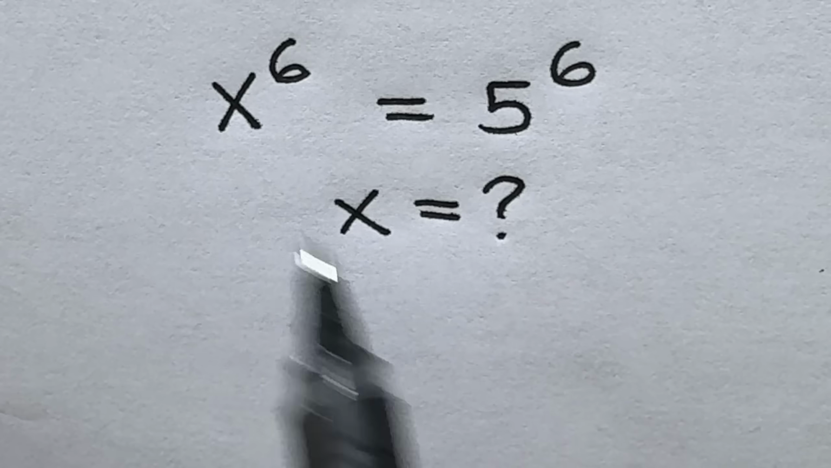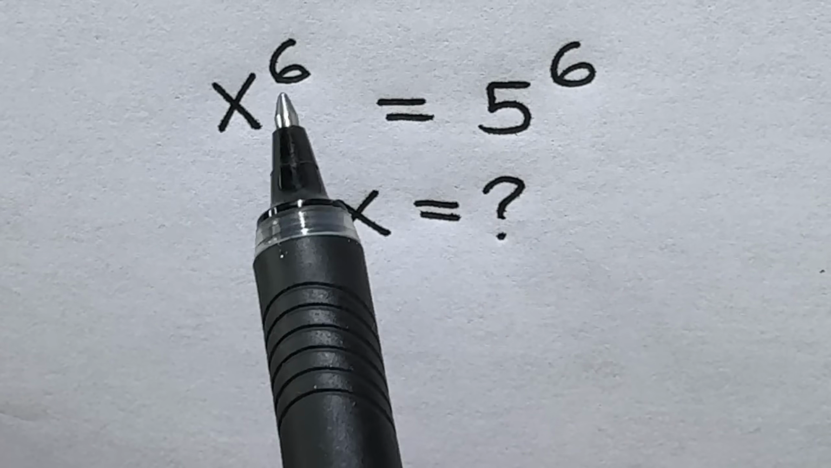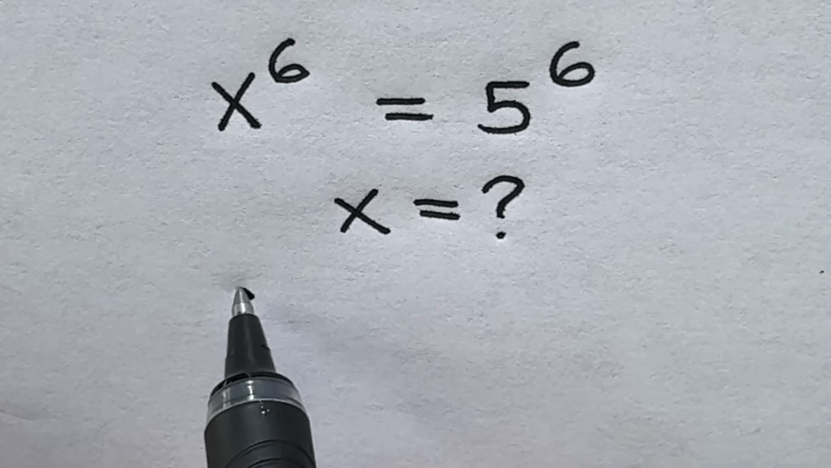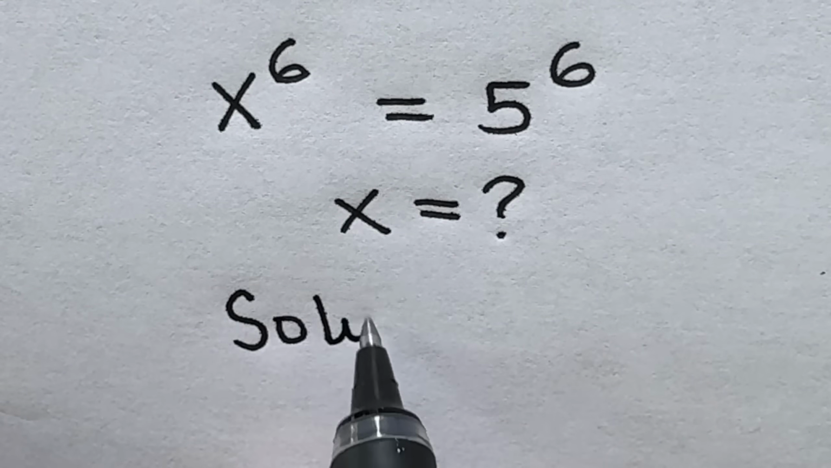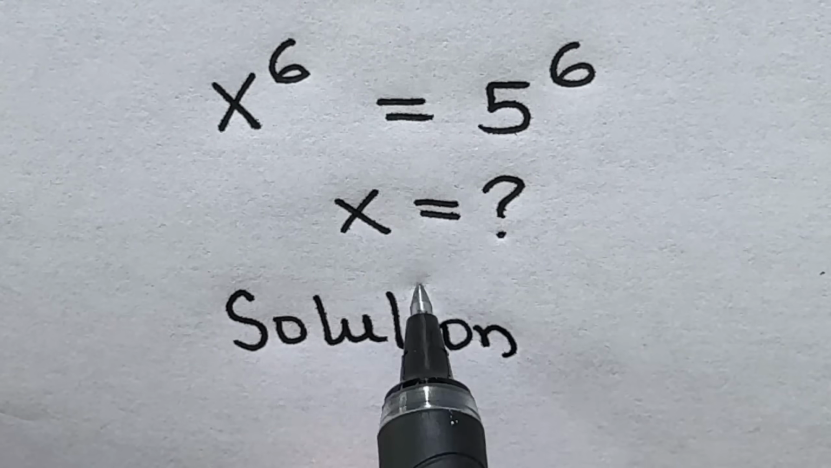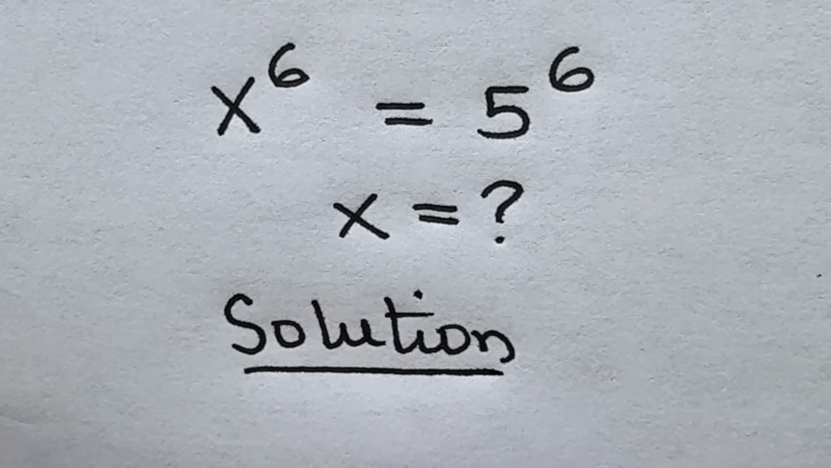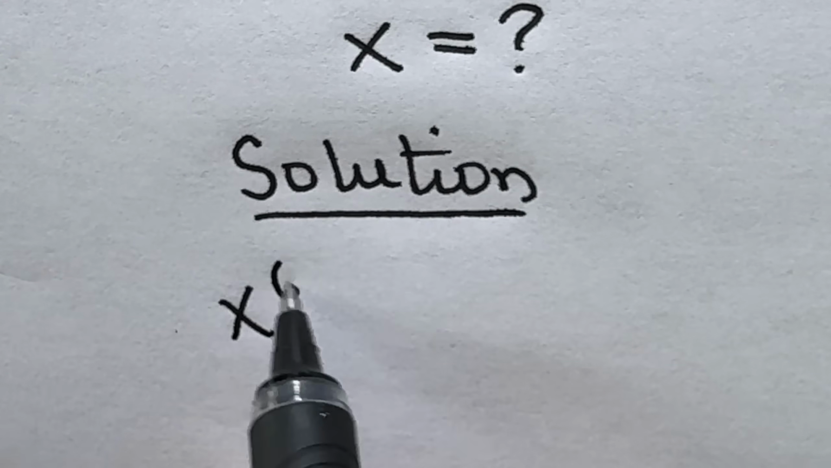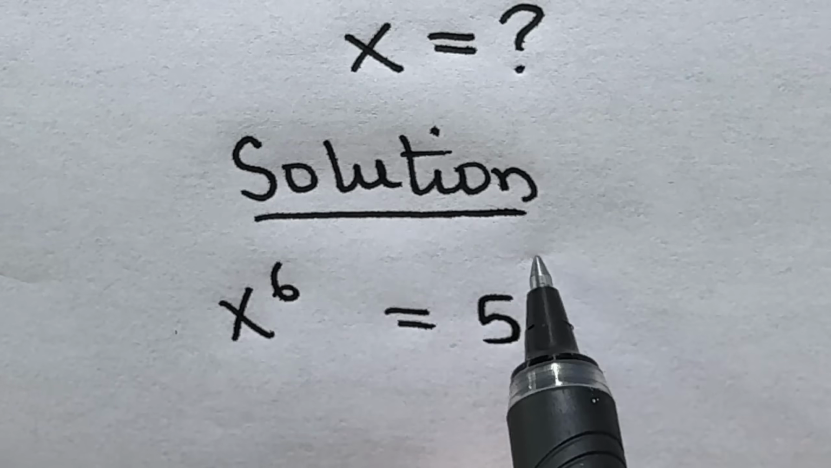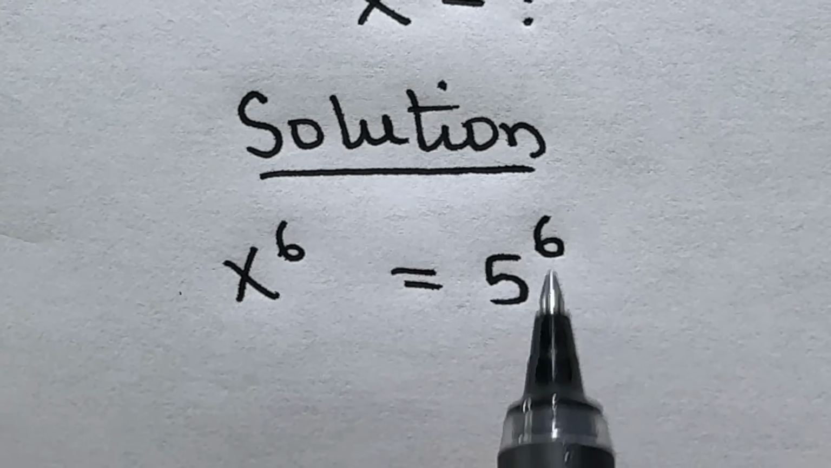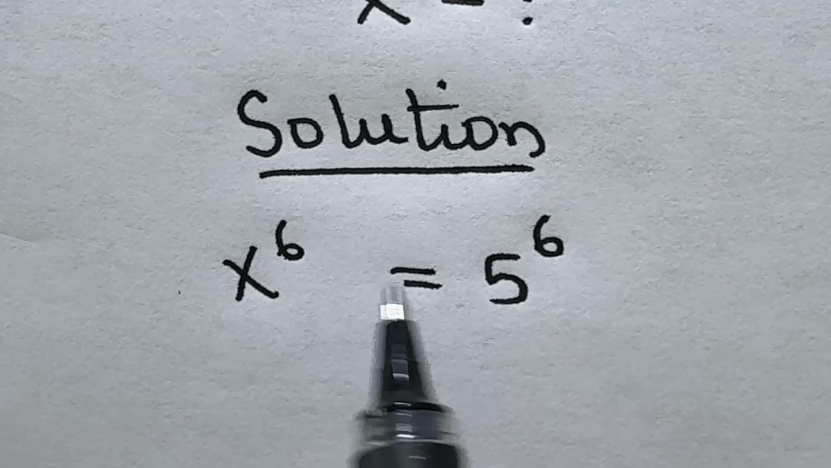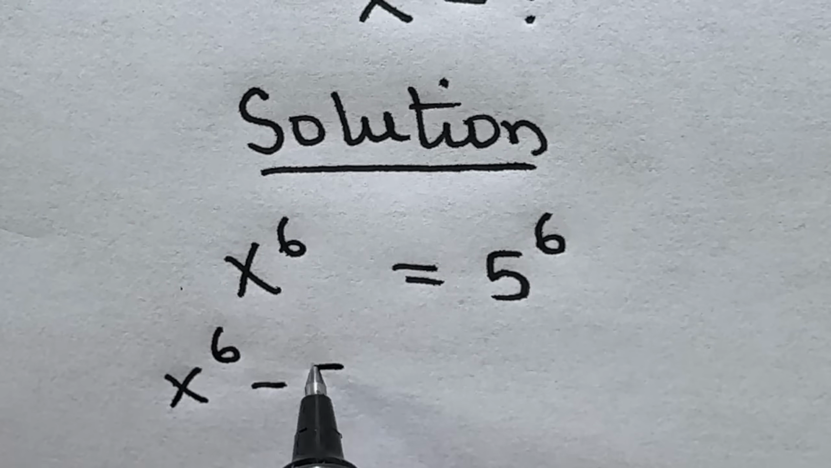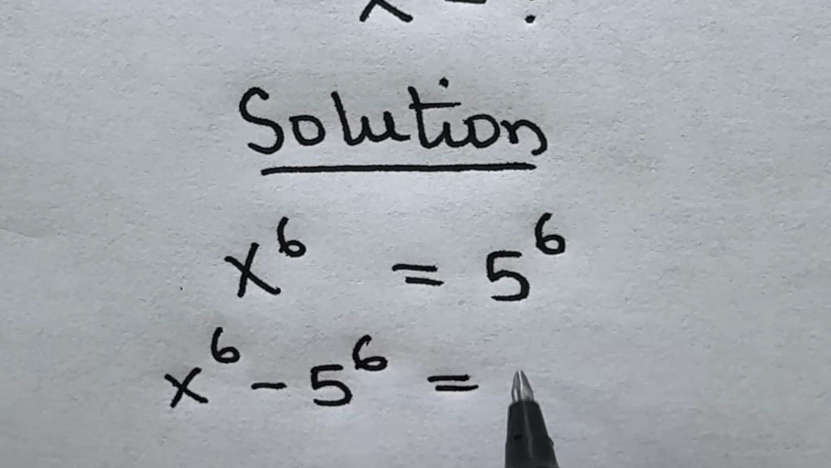In this video, we want to solve for x given x raised to power 6 is equal to 5 raised to power 6. We have x raised to power 6 is equal to 5 raised to power 6. First of all, let us transfer everything to the left-hand side so that we have x raised to power 6 minus 5 raised to power 6 is equal to 0.